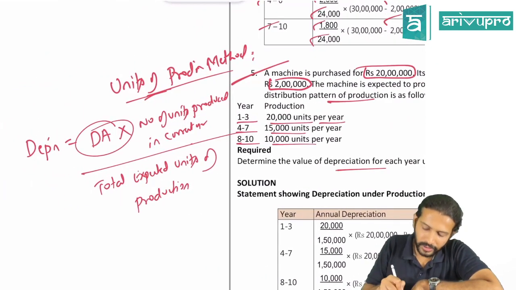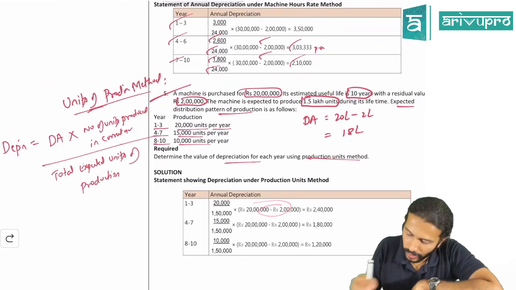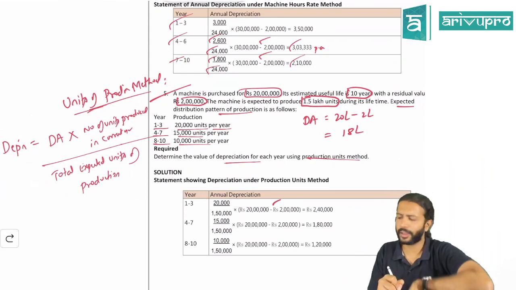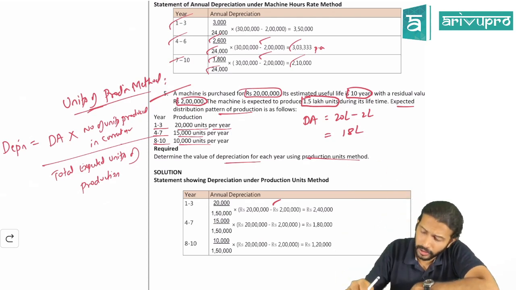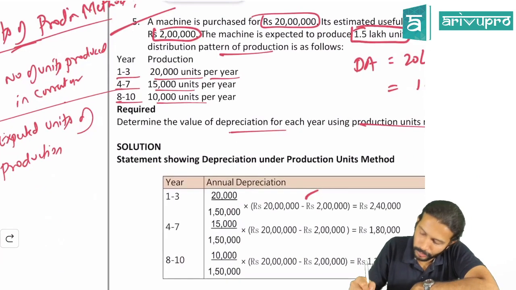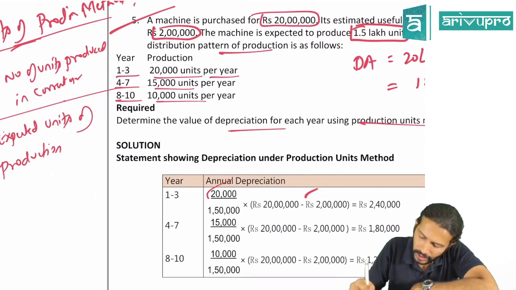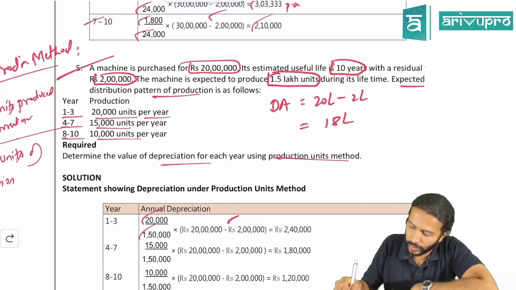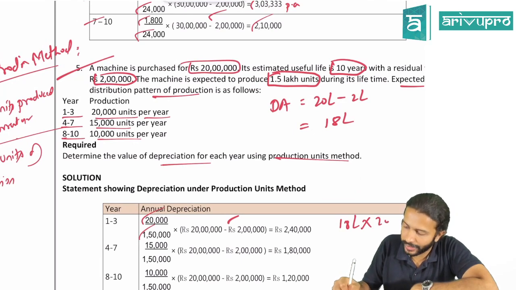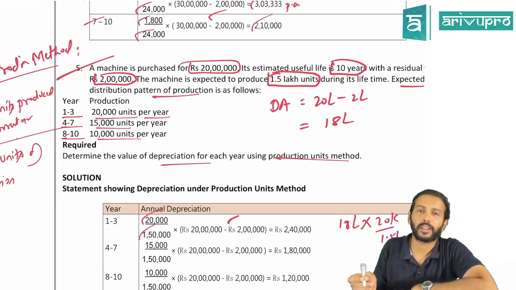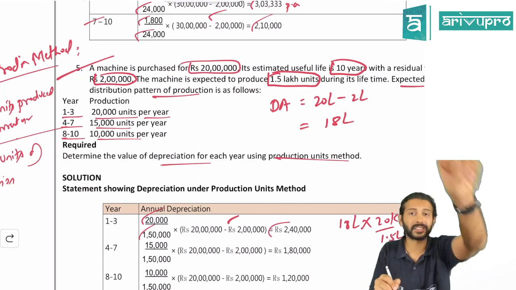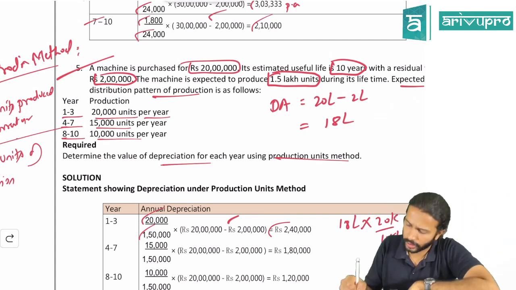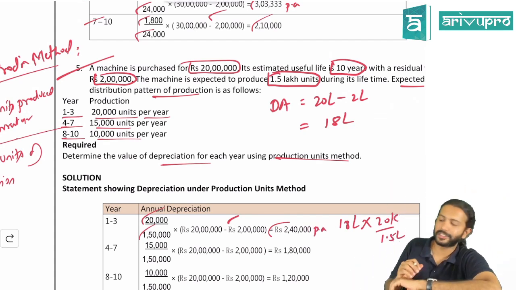Same formula. How much is DA? 20 lakh minus 2 lakh, which is 18 lakh. For year 1 to year 3, how will you get depreciation, sir? Take DA multiplied by number of units produced in the current year. For the first year, how much did you produce? 20,000. So multiply by 20,000, divided by total expected production, which is 1,50,000. So it's 18 lakh into 20,000 divided by 1.5 lakh. By doing this, you're going to get 2,40,000. That is the depreciation every year. First year 240, second year again 240, third year again 240. This is 2,40,000 per annum. PA means per annum.